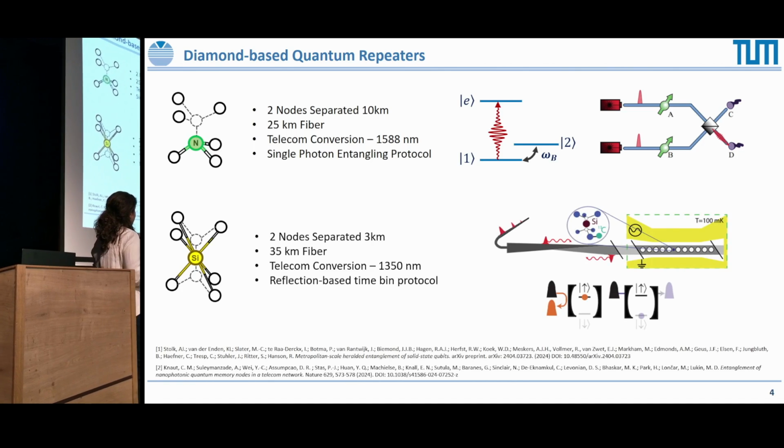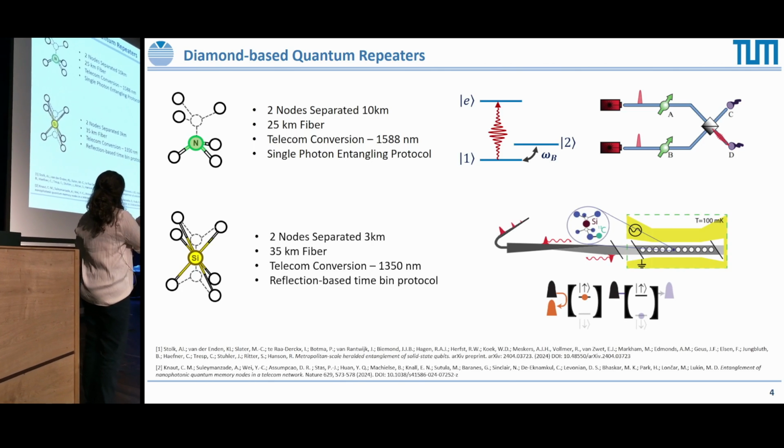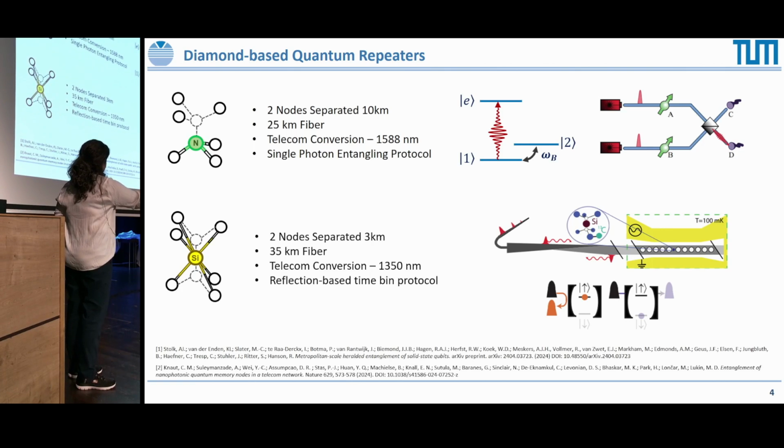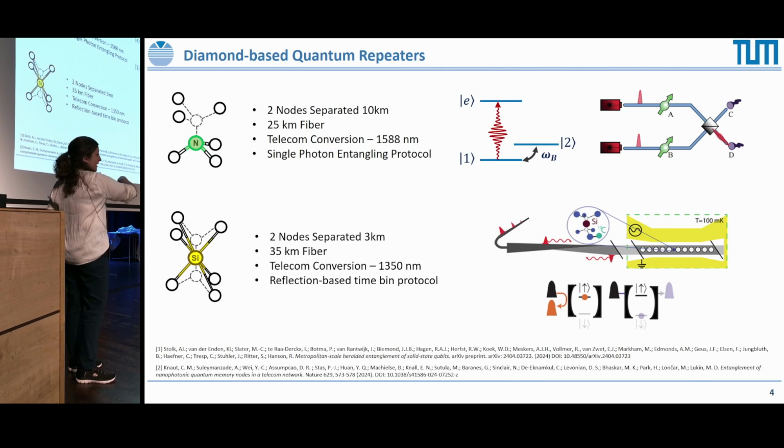And here the protocol looked a little bit different. They had a reflection-based time-bin protocol. They had a single SiV sitting in an optical cavity, with a very strong interaction between the optical cavity mode and the spin defect. They sent single photons into the cavity, and depending on whether the single photons got reflected or transmitted, they could achieve spin-photon entanglement with the spin-up or spin-down configuration.